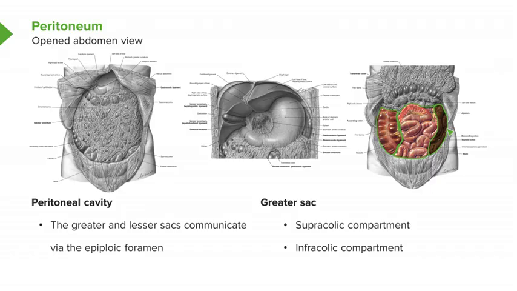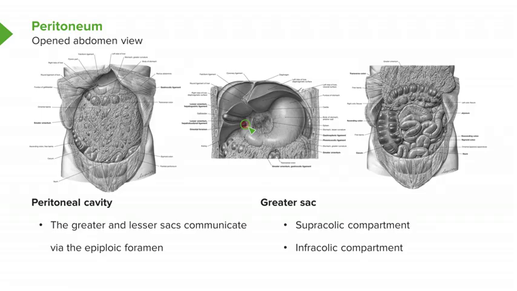If we flop the greater omentum down and we lift up the liver, then we can see this view, which is the stomach connected to the liver. And here we can see the lesser omentum, this membrane here. Now, if we go to what's called the free edge of this membrane, we can see we've got a little aperture here. And this is a little foramen. This is a hole. And this is the omental foramen, or the epiploic foramen.